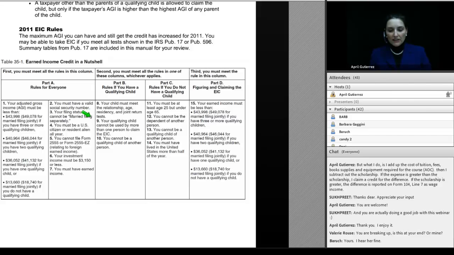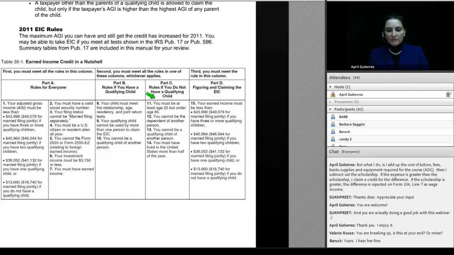So next, number 9, your qualifying child cannot be used by more than one person to claim the earned income credit. And 10, you cannot be the qualifying child of another person. Part C, rules if you do not have a qualifying child. And what I find is some people get confused by the rules in column C and stick them in column B. And that makes your clients very upset. Do not take rules from column C and put them in B because your client won't like that.